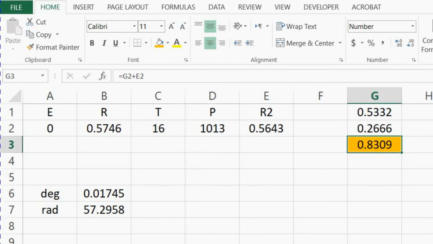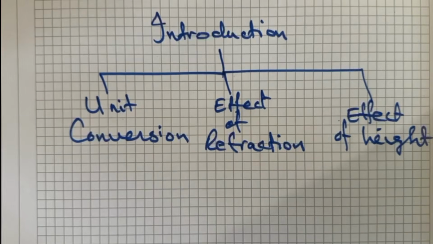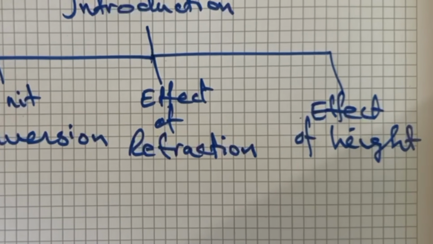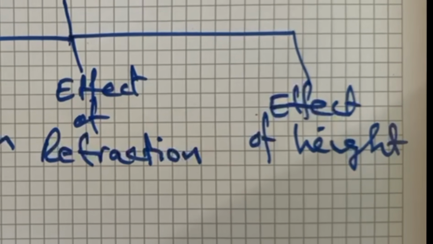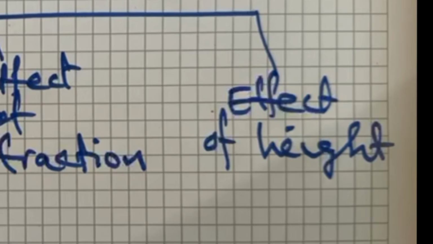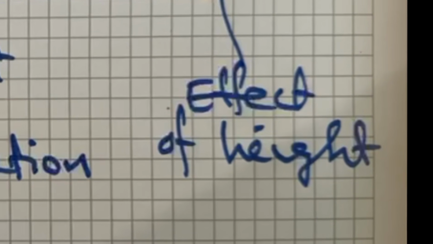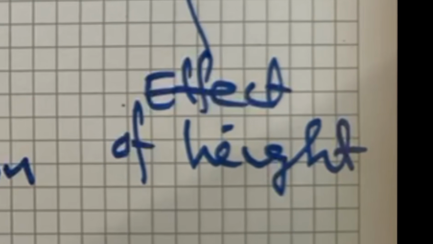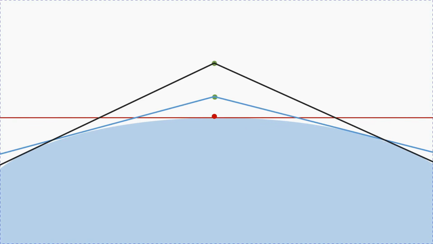The third and last part of this episode is the effect of the observer height on calculations. The higher the observer, the earlier the sun rises and the later the sun sets. But first, let's know what we mean by height. Height here does not mean the elevation of the observer above mean sea level. Height refers to the difference in elevation between the observer and the ground around him, say 5 or 10 kilometers.